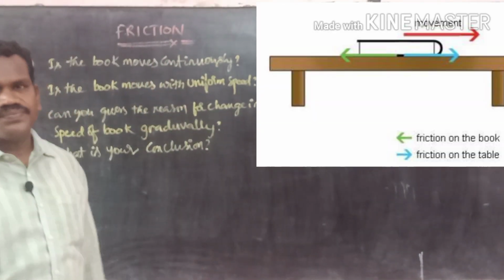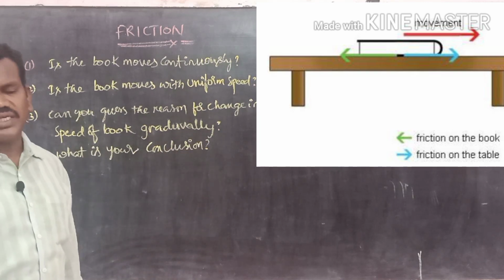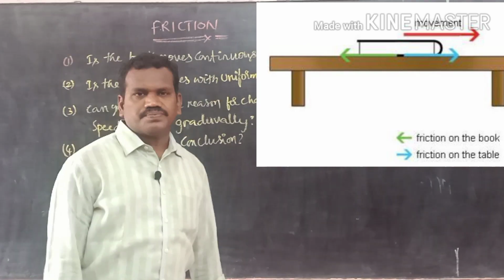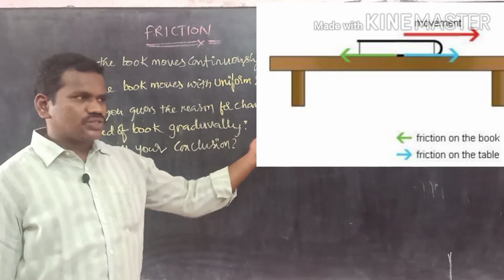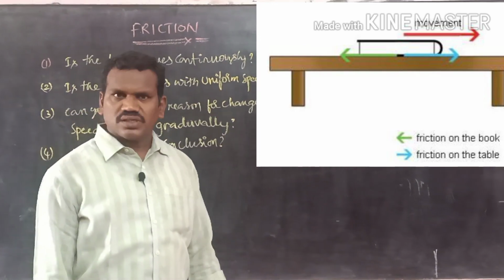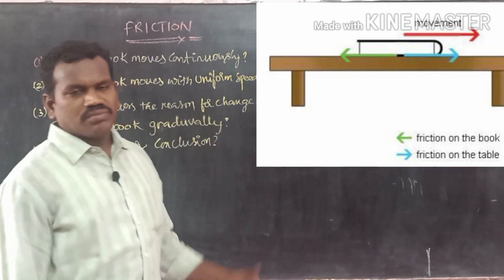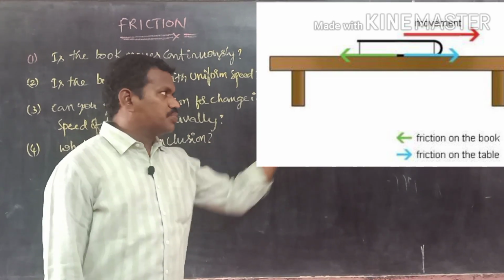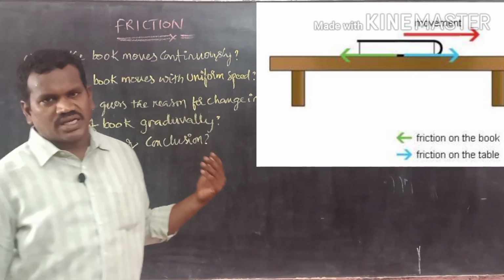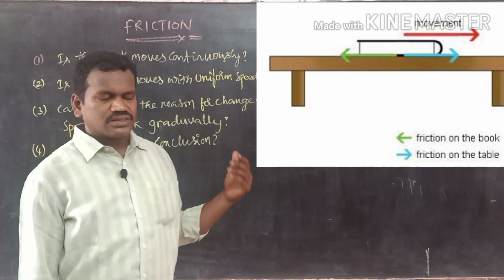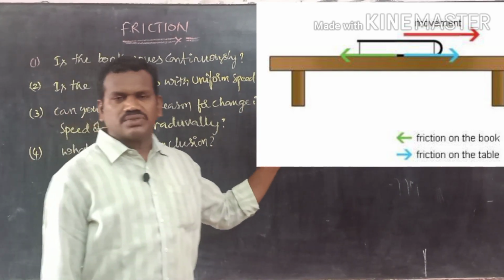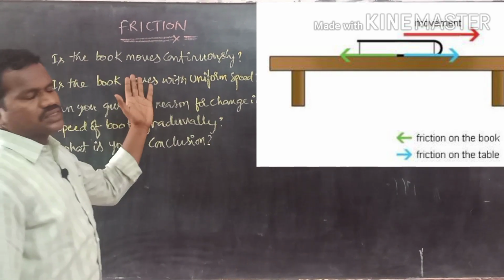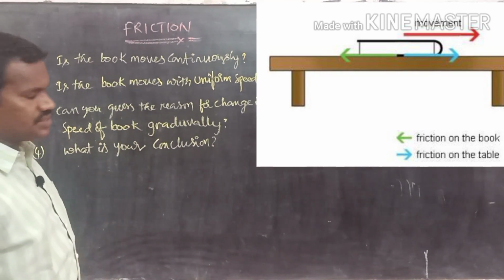Observe this picture. What we can say is that from the picture, a book is there on the table and somebody is pushing the book, right? Good. Means they are applying a certain amount of force on the book and they are pushing the book in one direction. Yes, I think you have already clearly observed the picture. Now, let us answer some of the questions.